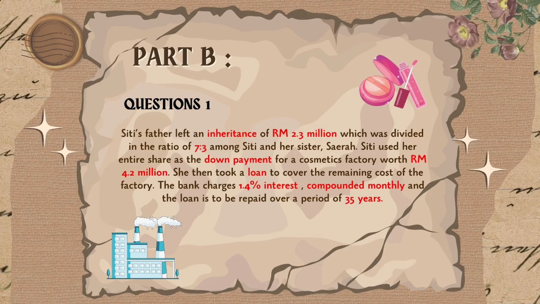Part B, question 1. Siti's father left an inheritance of Rm 2.3 million, which was divided in the ratio of 7 to 3 among Siti and her sister Saira. Siti used her entire share as the down payment for a cosmetics factory worth Rm 4.2 million. She then took a loan to cover the remaining costs of the factory. The bank charged 1.4% interest, compounded monthly, and the loan is to be repaid over a period of 35 years.